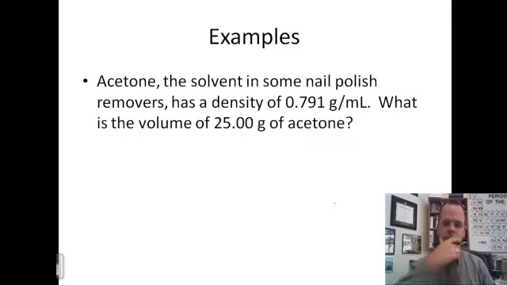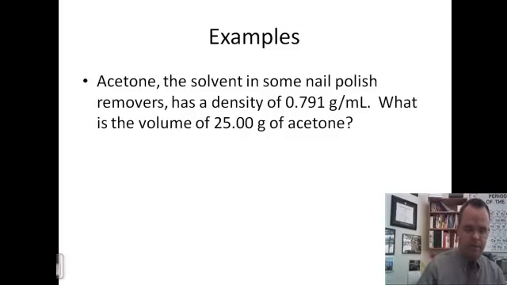Okay, let's look at a second example. Acetone, the solvent in some nail polish removers, has a density of 0.791 grams per milliliter. What is the volume of 25 grams of acetone? Pause the video here for a second, try the problem, and then press play again once you've tried it to see if you've done it correctly.